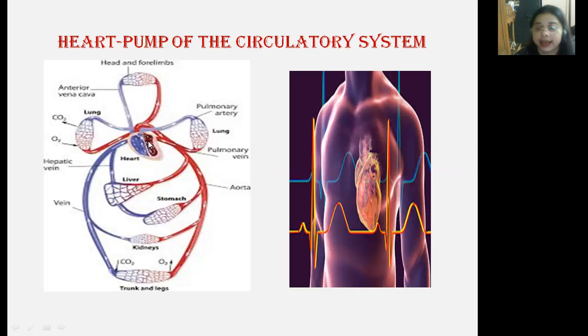This is the exception. Now, whenever we view this picture, we can see the right-hand side of the heart is blue because it is responsible for the circulation of deoxygenated blood, and the left-hand side of the heart is responsible for the circulation of oxygenated blood.